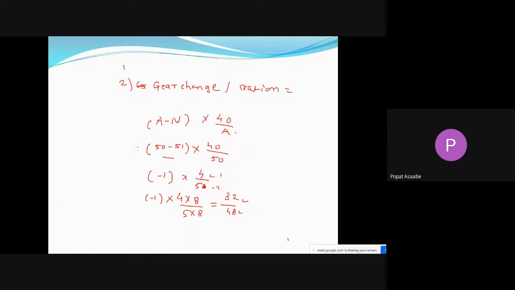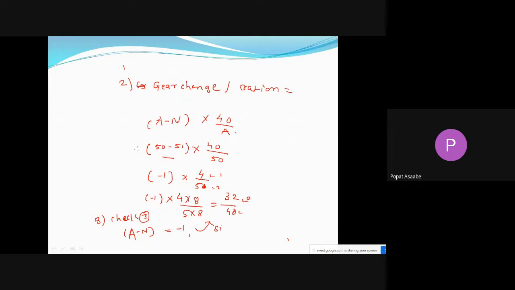Now see here, what is the meaning of this? Next, the third step, we have to check the three conditions. We have to check whether A minus N is positive or negative. It is negative. And here we have a simple gear train because two gears are there.